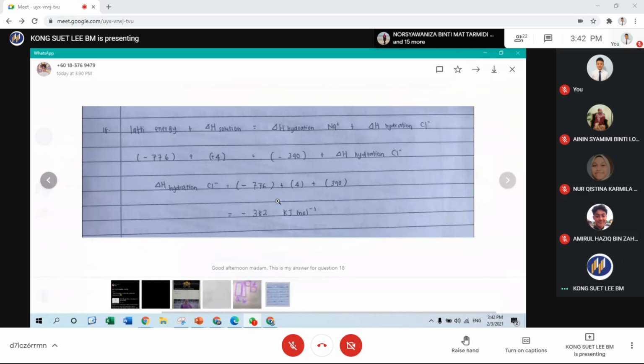For question 18, if this question is 4 marks, how many marks will Haziq get? Halo kelas, kalau soalan ni 4 markah ataupun 5 markah, dia dapat berapa markah? 2. Yes, pandainya, dia dapat 2 je, tak dapat markah penuh. Mengapa? Okay, dia tulis formula, dia substitute, kemudian dapat jawapan yang betul, negative 382 kilojoule per mole, tapi dapat 2 markah sahaja. Mengapa tak boleh dapat 5 ataupun 4? Okay, 2 out of 5.